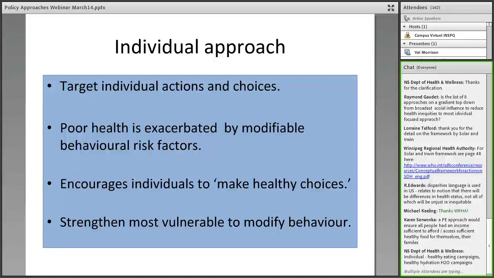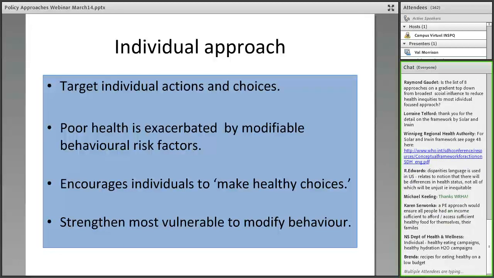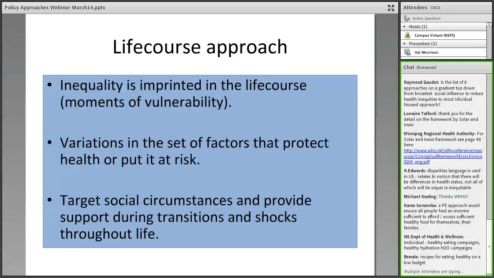So from the individual approach, again, these tend to target individual actions and choices. Poor health, from this perspective, is exacerbated by modifiable behavioral risk factors. The approaches are often ones that encourage individuals to, quote unquote, make healthy choices, and they tend to focus on strengthening those who are most vulnerable to modify their behavior.